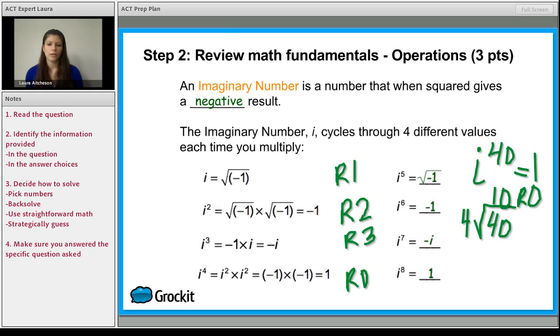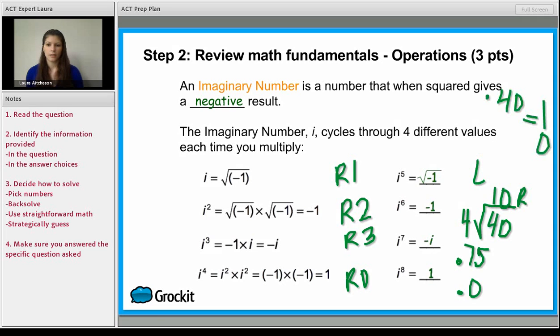Let me move some of this stuff out of our way. So i to the 40 is equal to 1. There you go. So this one is 0.25. And this one is 0.5. Or remainder 1, remainder 2, remainder 3, and remainder 0.